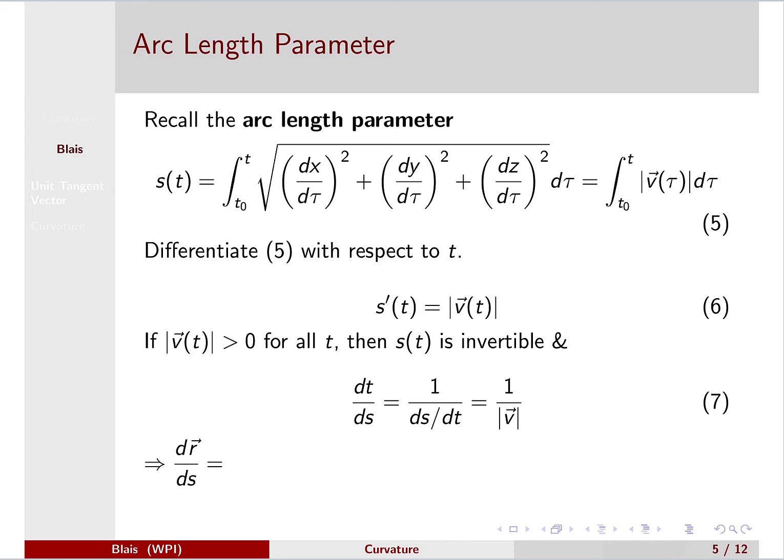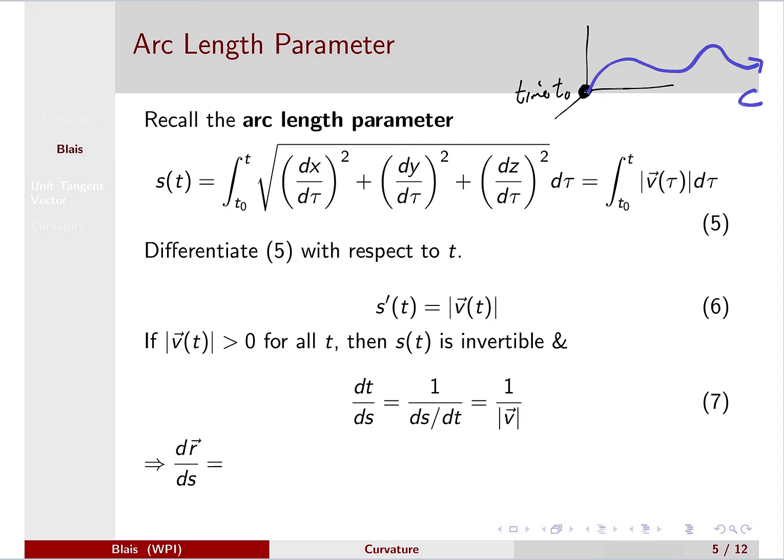Let's recall from a previous lecture the concept of arc length and arc length parameter. So we defined this arc length parameter in a previous lecture, and the idea was that this s of t, if we have some starting time t naught, and then we have our space curve being traced out, as your parameter increases, then this s of t is the arc length of the curve from time t naught to time t.